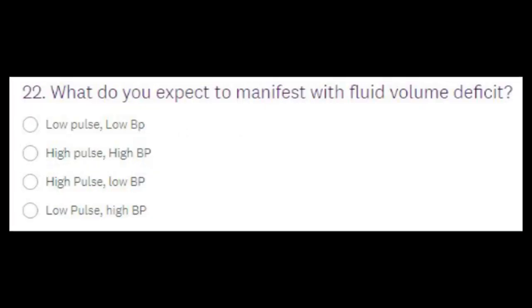Next question. What do you expect to manifest with fluid volume deficit? Option A, low pulse low BP, option B, high pulse high BP, option C, high pulse low BP, and option D, low pulse high BP. Option C, high pulse low BP is the right answer.